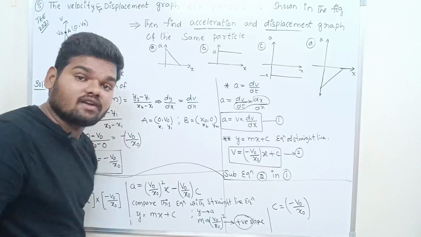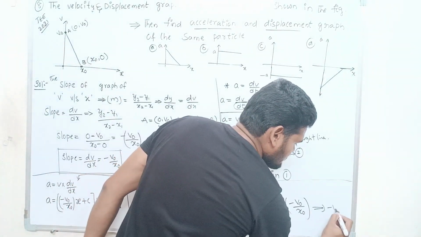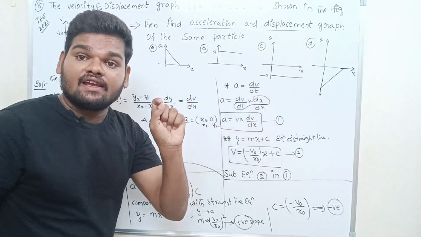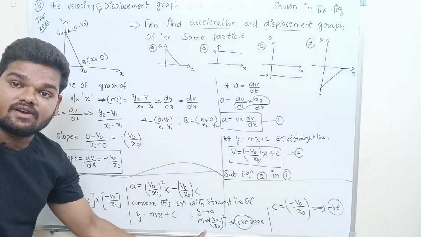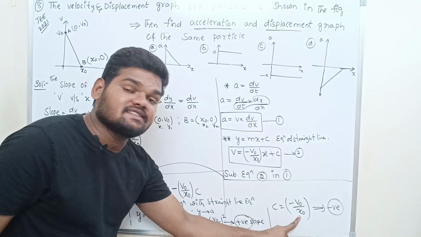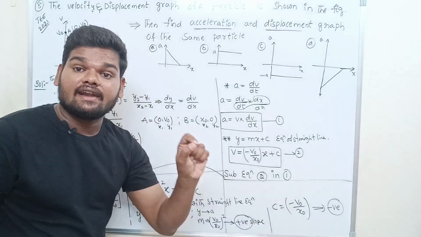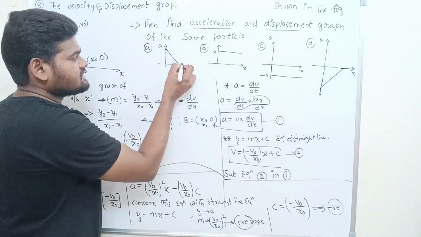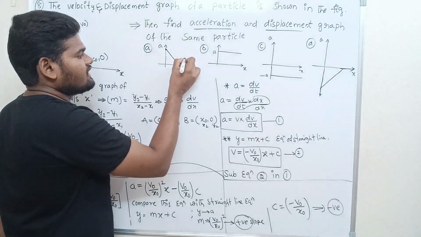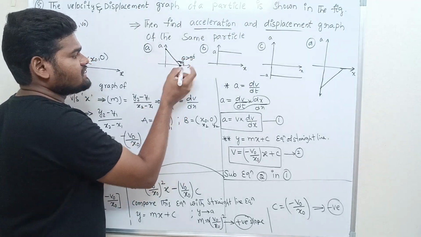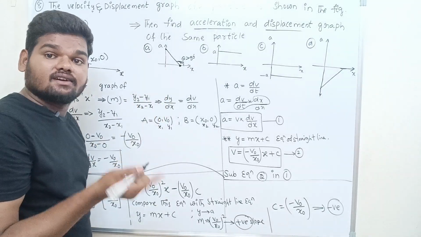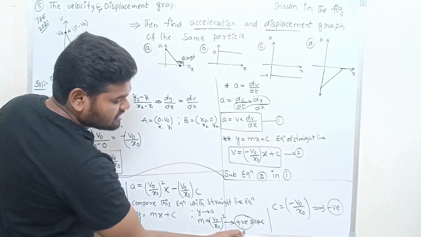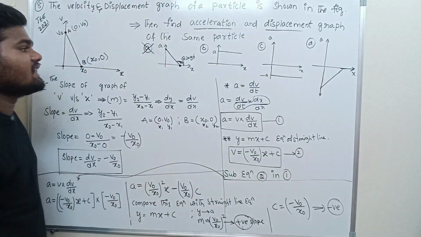That means whatever constant value we have taken is negative. So whatever graph we are having here, its slope must be positive, and its constant value must be negative. Have a look at the first option. In the first option, this angle theta is greater than 90 degrees from the positive x-axis. If it is greater than 90 degrees, then the slope is negative. But the slope we got is positive, so this is not a correct option.